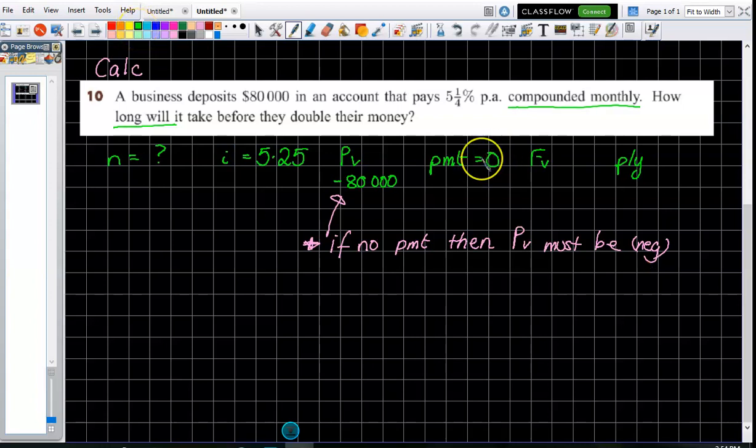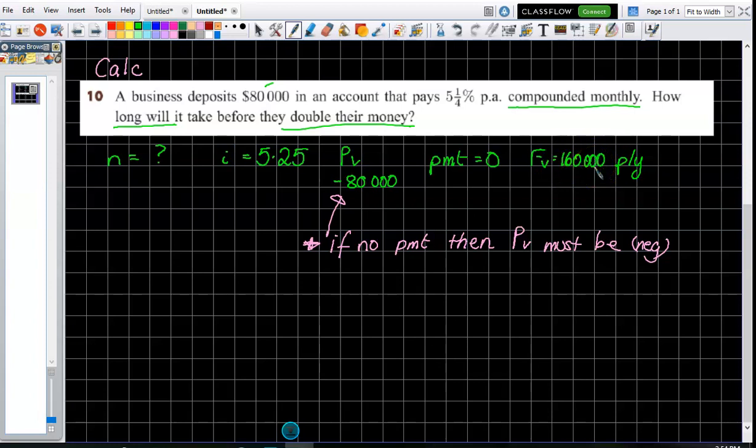PMT, 0. Future value. What's going on? We've used the 80,000. There's no other number there. Have you read the question? Yes. Why would it be 160,000? Absolutely. They've said double their money. How else could I say that? 80,000 times 2. What if I was writing a question and said they earned $80,000 in interest? So you'd have to have 80 plus the 80 that you started with, yeah? So think about it, read the question carefully. So this is 160.